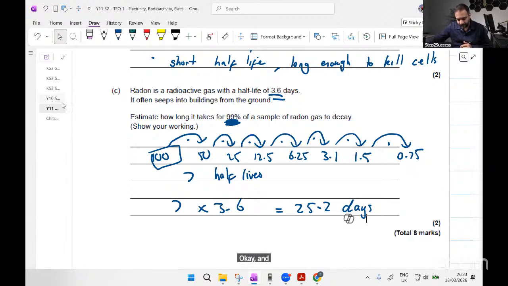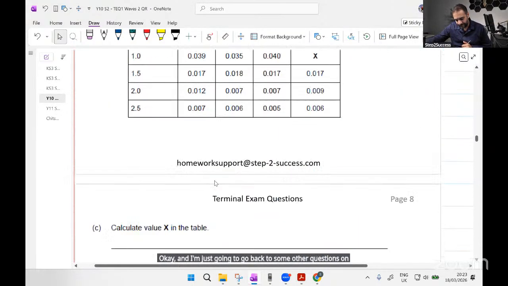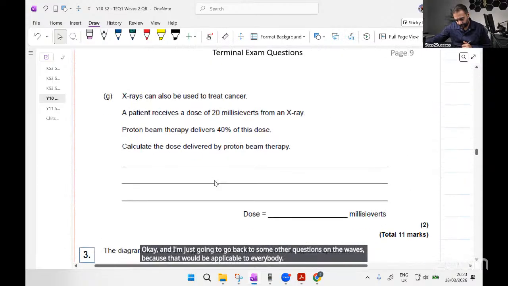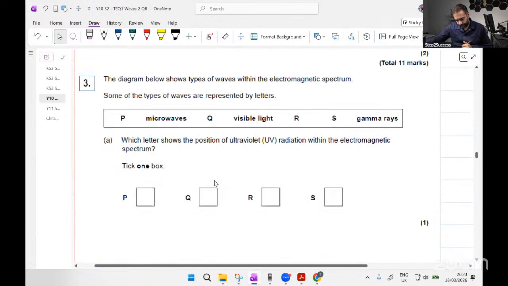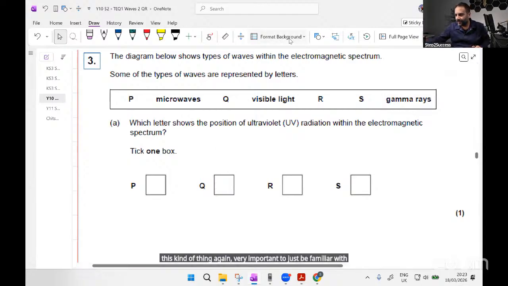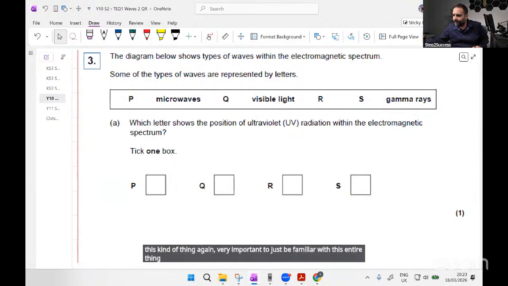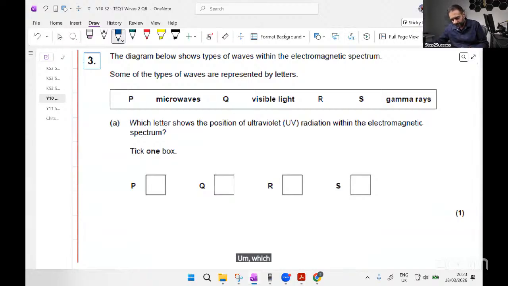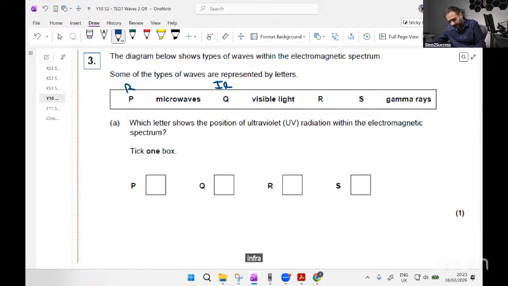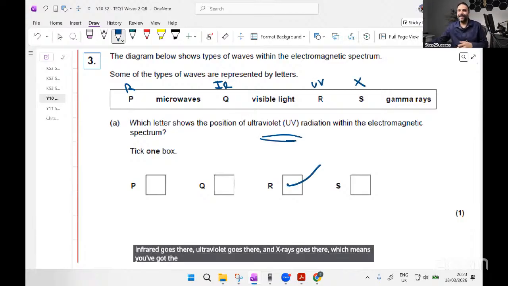Okay, I'm just going to go back to some other questions on the waves because that would be applicable to everybody. This kind of thing, again, very important. Just be familiar with this entire thing. Which letter shows the position of ultraviolet radiation within the electromagnetic spectrum? If you know this, you know that radio goes there, infrared goes there, ultraviolet goes there, and X-rays go there, which means you've got the position R. Again, that's why it's important to learn this.